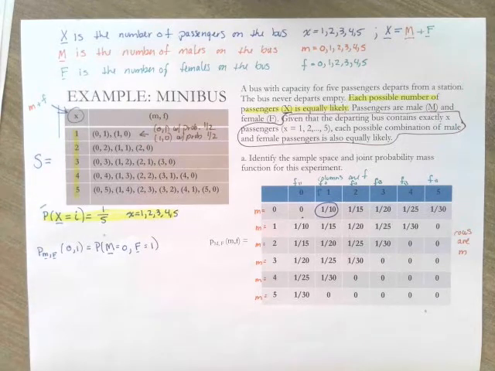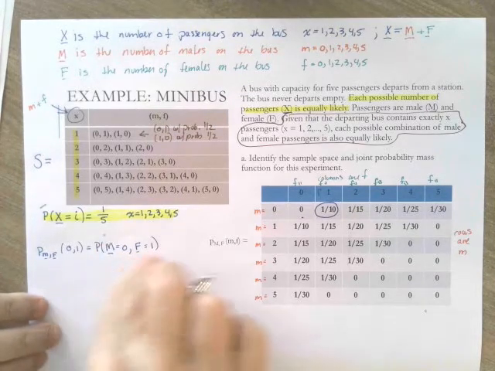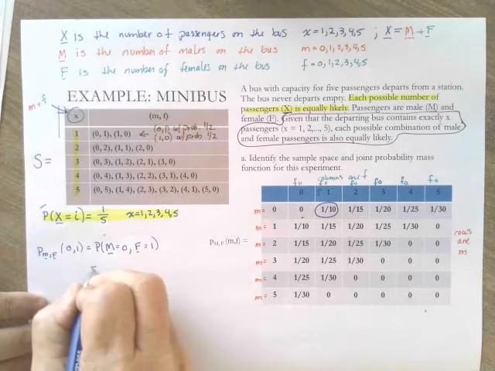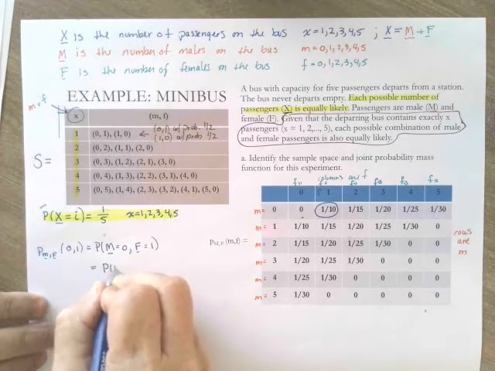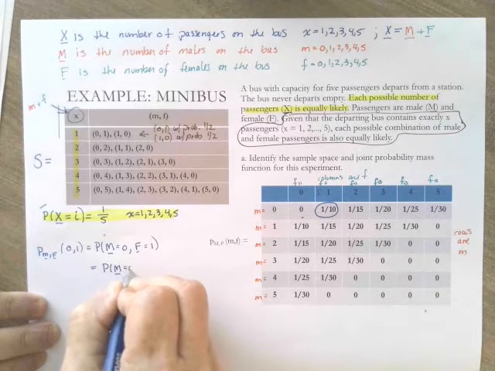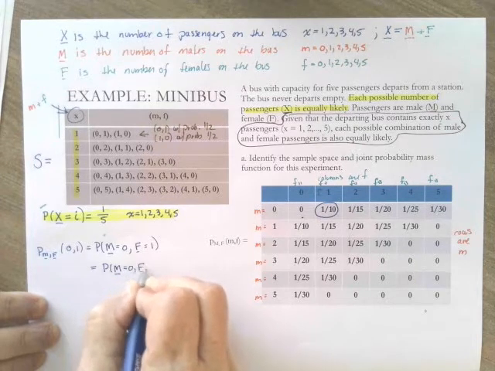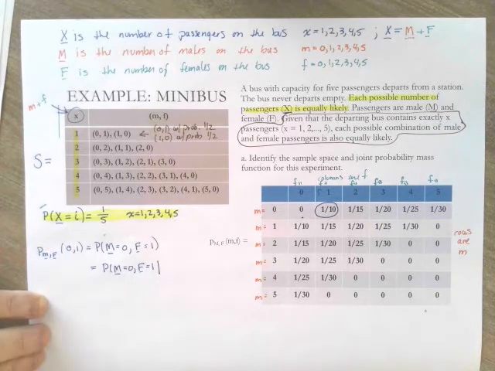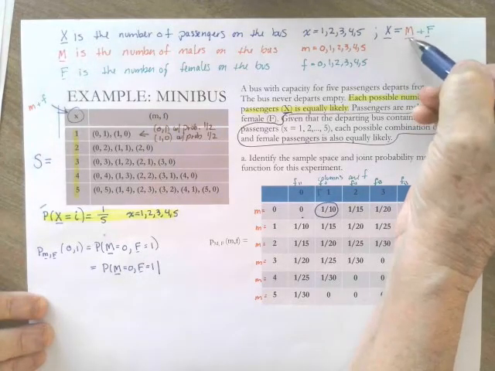And how are we going to get that? Well, we're actually going to use a conditional probability here. So we're going to get this value by saying this is equal to the probability that we have 0 males and 1 female, given that we have only one person on the bus in the first place. So we know that x is equal to m plus f.